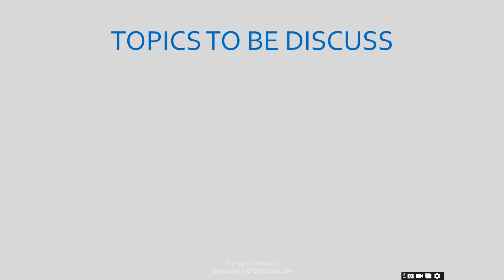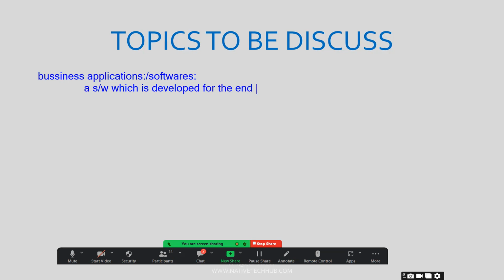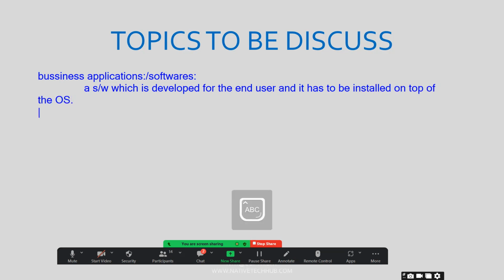Business applications or softwares. See, what do you mean by business applications? It is basically a software which is developed for the end user, and it has to be installed on top of the operating system. So these softwares are also called utility applications.